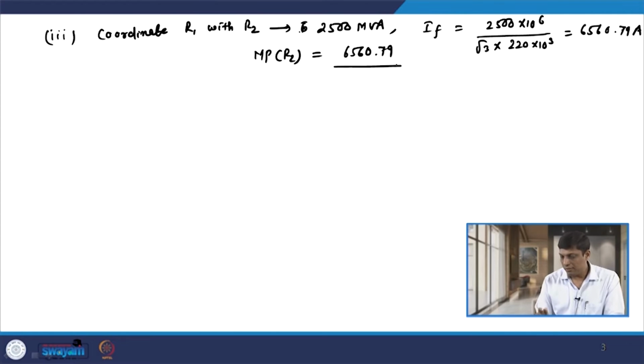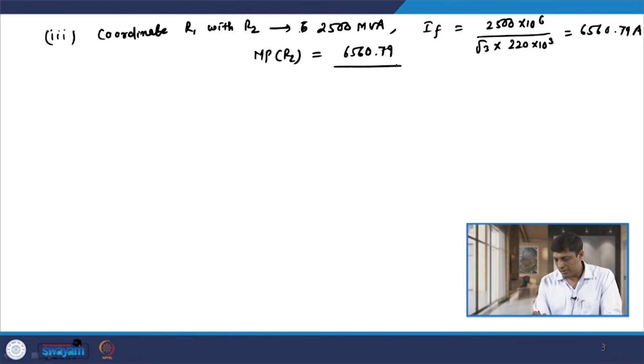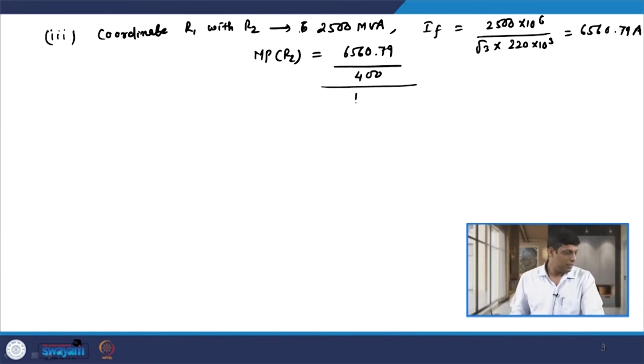For this fault current, let us calculate the multiple of pickup current of relay R2. That is 6560.79 divided by the ratio of relay R2, that is 400 by 1, and its plug setting is 100%, so 400 divided by 100%. If we solve this, the value comes out to be 16.4.